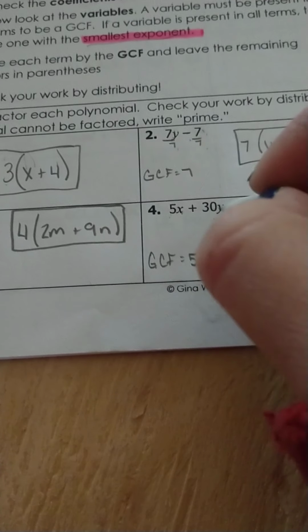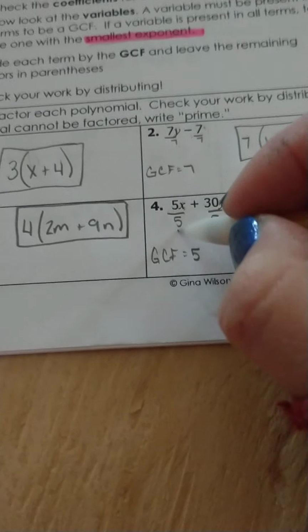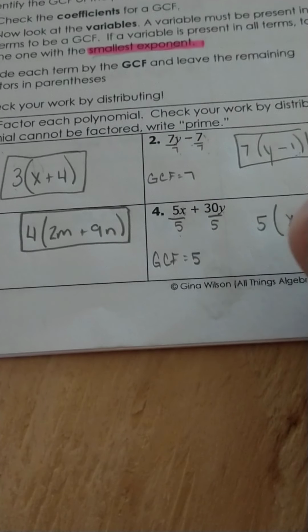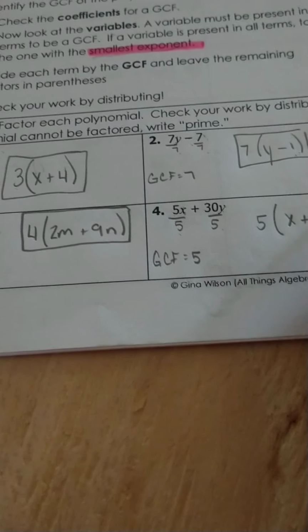You've got an x and you've got a y. Well, just go ahead and divide by 5, divide by 5. They're not the same variable. We can't do anything with it. 5x divided by 5 is 1x. 30y divided by 5, 30 divided by 5 is 6. That's a 6y.